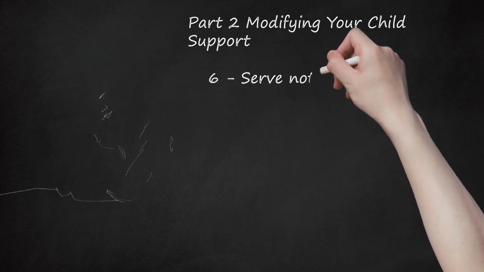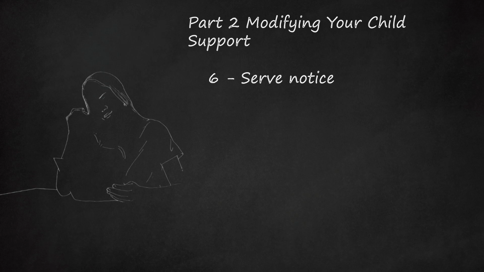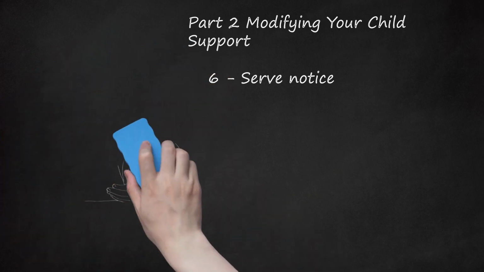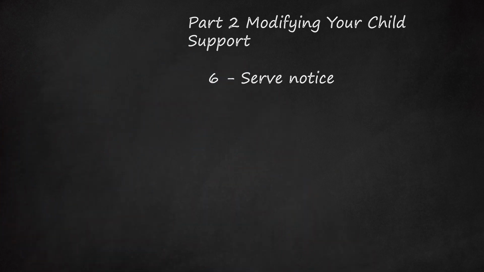6. Serve notice. You need to send the other parent a copy of your motion, along with a summons, which you can get from the court clerk. Since you can't serve notice yourself, be sure to have someone arrange service on the parent. For example, you can have someone 18 or older who isn't part of the lawsuit hand deliver the motion on the other parent. In some states you can have the sheriff or constable make delivery.